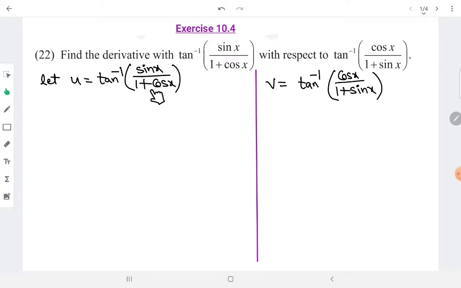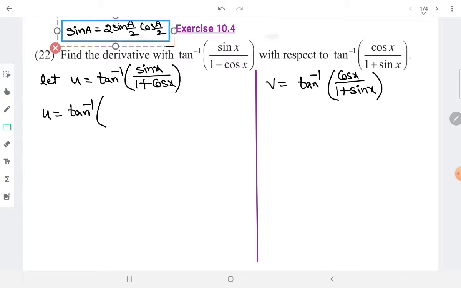We'll try to simplify this and then we'll find out du by dx. So u is equal to tan inverse of sin x by 1 plus cos x. The numerator is like sin a. So what is the formula for sin a? The formula is 2 sin a by 2 cos a by 2. If it is sin 2a, then it is 2 sin a cos a.